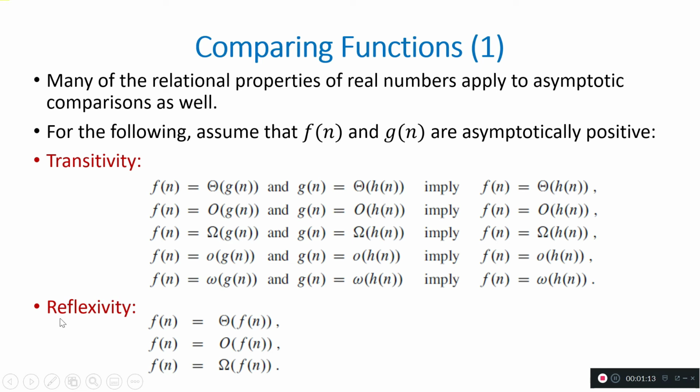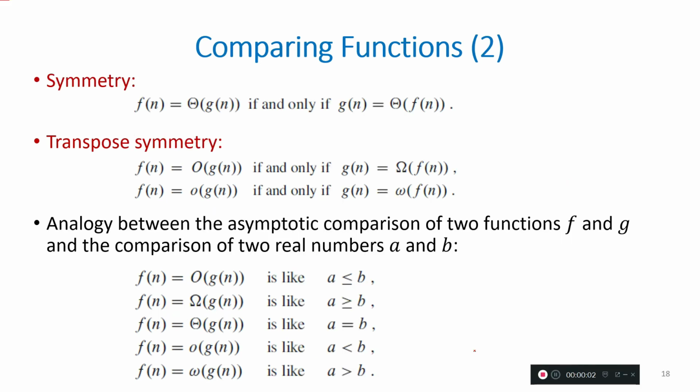The next one is reflexivity, and it says that f of n is equal to theta of f of n, is equal to big O of f of n, and is equal to big omega of f of n. This does not hold for the small notations, small o and small omega. We then have the symmetry property, which states that f of n is equal to theta of g of n if and only if g of n is equal to theta of f of n, which is quite obvious.